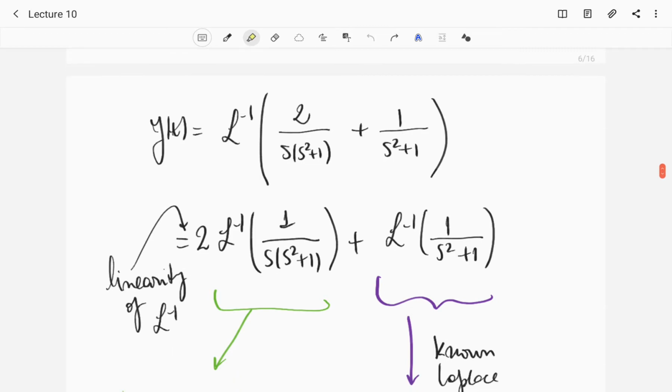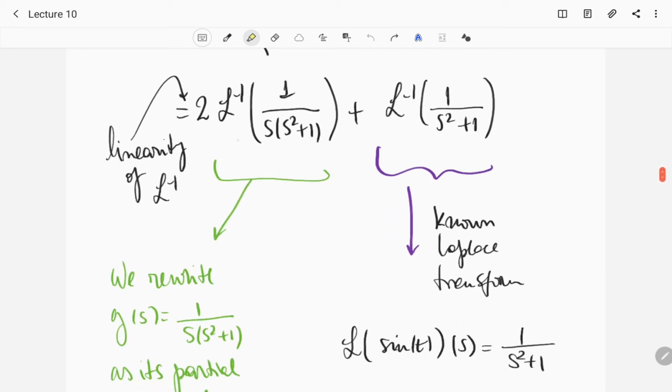Okay, so we want to compute the inverse Laplace transform of this expression. Here we use the linearity of the inverse Laplace transform. First we split the sum, and then these two constants can go out. And now we need to find these two inverse Laplace transforms.